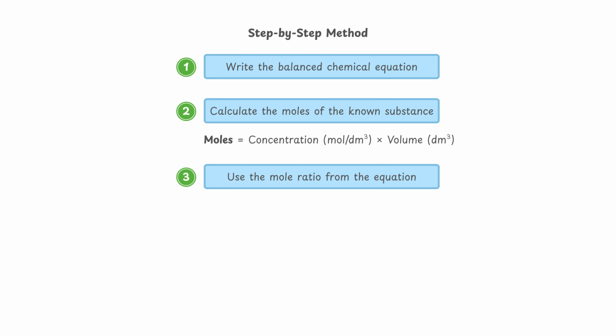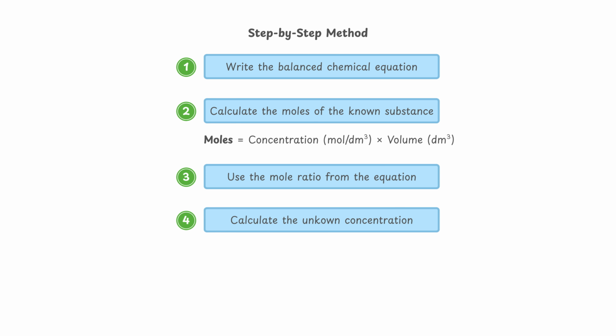Step 3. Use the mole ratio from the balanced equation to find the moles of the unknown substance. Step 4. Calculate the concentration of the unknown solution by dividing the number of moles by the volume in decimeters cubed.